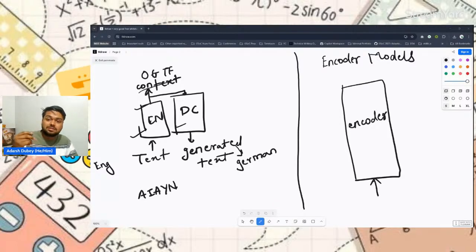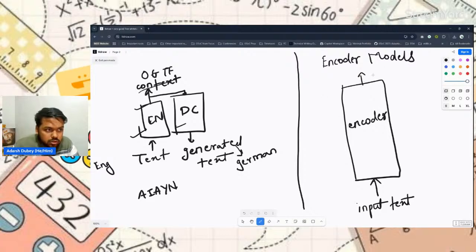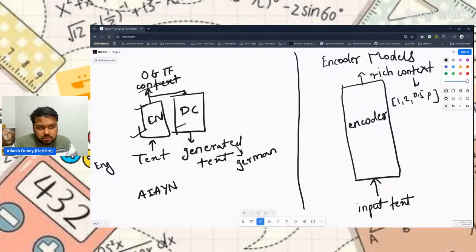Yeah, I'm so sorry. So the encoder creates context. I can put in input text and it will output rich context. Now, what is this context? It doesn't create generated text. It creates some numbers. This context is basically an array of something, right? So it can be 1, 2, 0.5, 0.1. It creates a context. Now, what is that context? We'll get back to that.